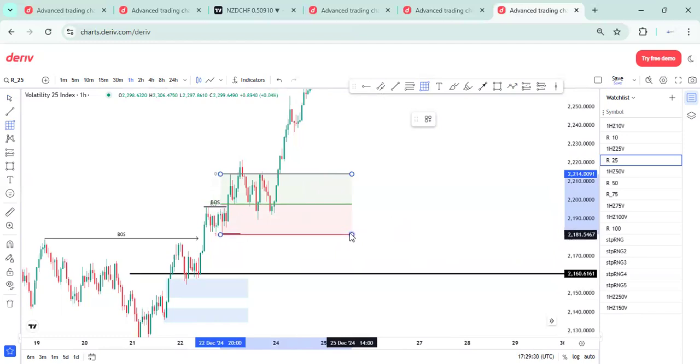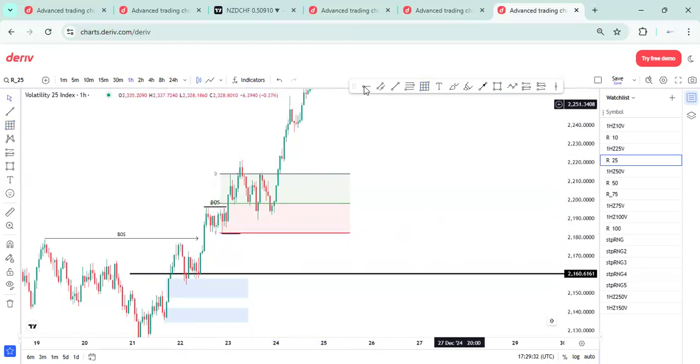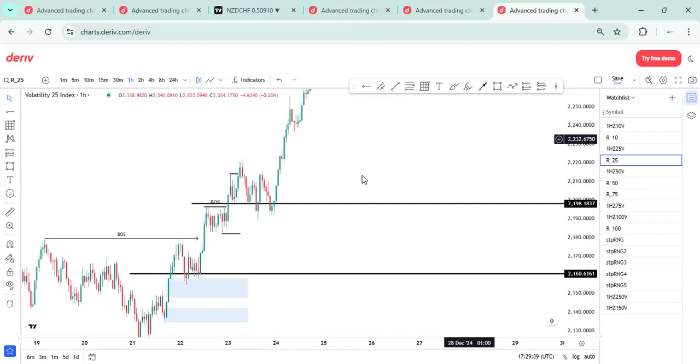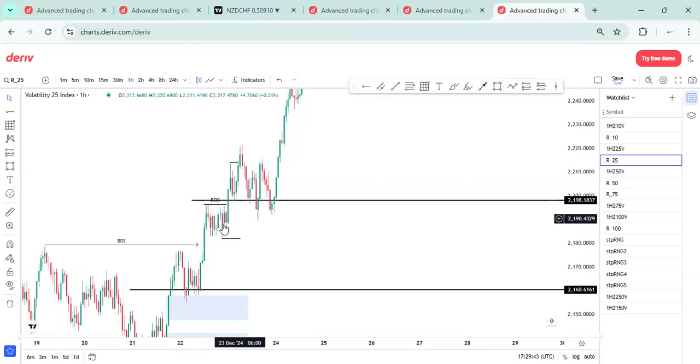We just stretch it this way. Then we are going to mark the midpoint, 0.5 area, which is this zone. And then we are removing this. So what we are saying is that our model, we are going to identify an order block or fair value gap that is below this line.